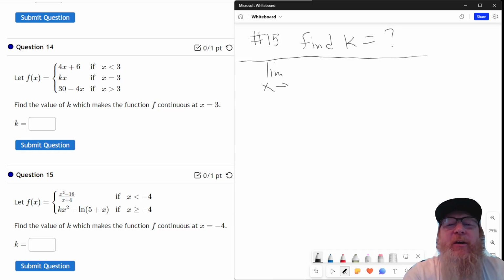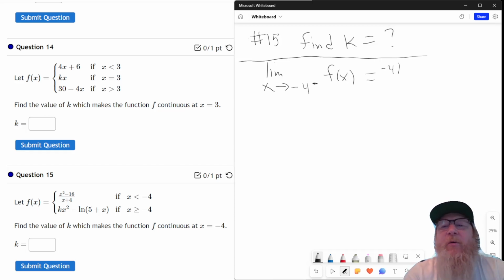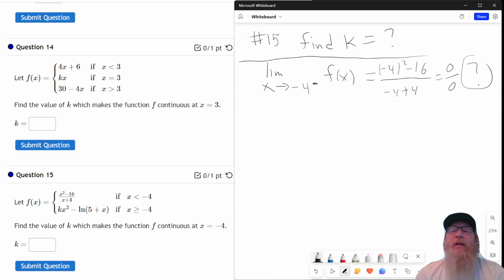So go towards the critical value. It should always be pretty obvious what the critical value is. In number 15, it's -4. And we'll do it from the left, and then we'll do it from the right. So on the left, we're going -4 squared minus 16 over -4 plus 4. And you get 0 over 0, which means you can't do it. So you have to use some algebra.